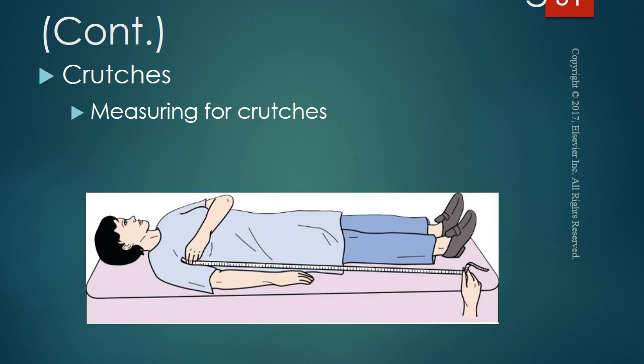Determine current position of the hand grips with the patient upright, supporting weight by the hand grips with the elbows slightly flexed at 20 to 25 degrees. Elbow flexion may be verified by a goniometer, which you see here in the photo. When you determine the height and placement of the hand grips, verify the distance between the crutch pad and the patient's axilla. It should be approximately 2 inches.